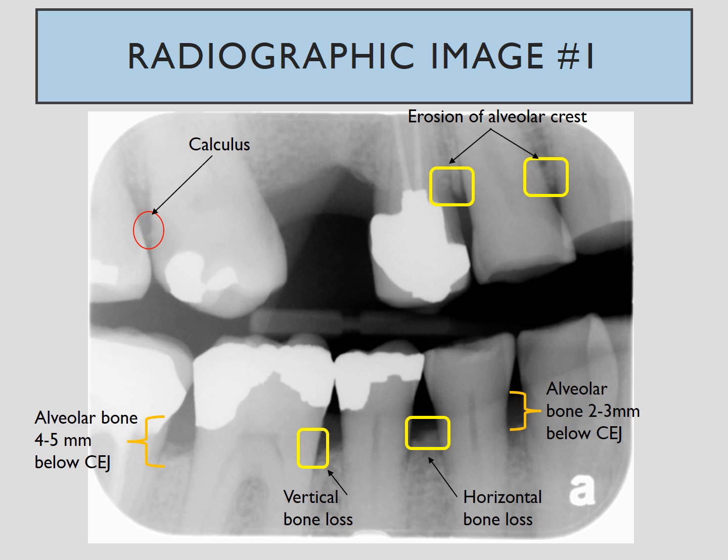Mesial to tooth number 30, there is an area of vertical bone loss. And on the mesial of tooth number 31, we see that there is 4 to 5 millimeters of alveolar bone loss below the CEJ.